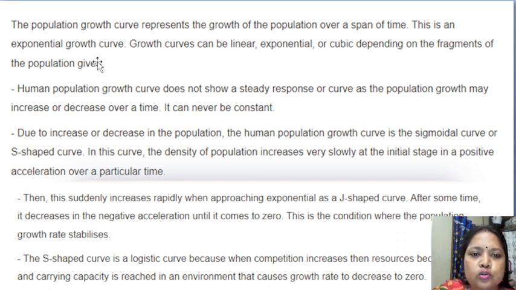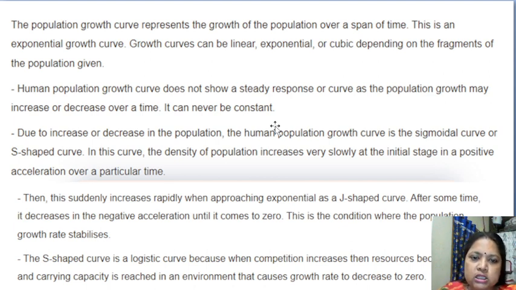This is an exponential growth curve. Growth curves can be linear, exponential, or cubic, depending on the population given. The human population growth curve does not show a steady response, as population growth may increase or decrease over time. It can never be constant, because in some years your population will increase drastically, in some years the growth will be a little slower, and in some years slower still. Hence, there will be no uniformity maintained throughout the time span.